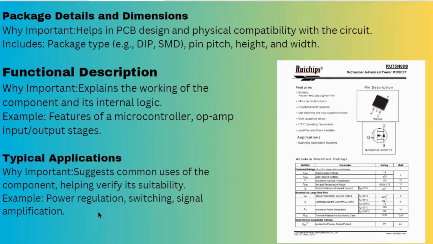The next one is functional description. This is very important. Why? Because if you don't know the function of that particular IC, whether it will support your circuit or not, then it will be a problem for you. So features of a microcontroller, just imagine we are taking a microcontroller or operational amplifier. You should know what the function is, what the role is in that particular circuit. So the functional description is very, very important.